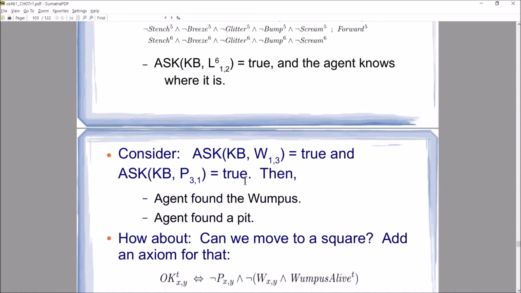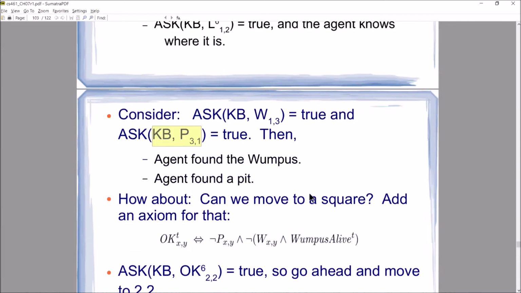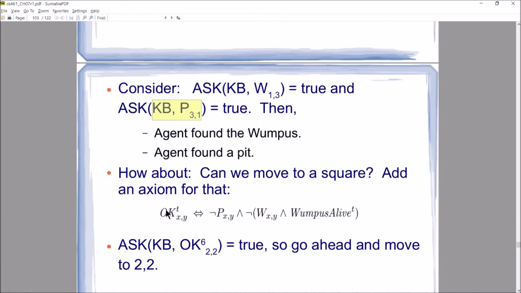So by building up this knowledge base, we're building up the ability to query the knowledge base about certain realities in the world, and then based off of those realities, the agent can ask questions about what it should do next. So for example, can I move to a square? Well, we can add an axiom for that.